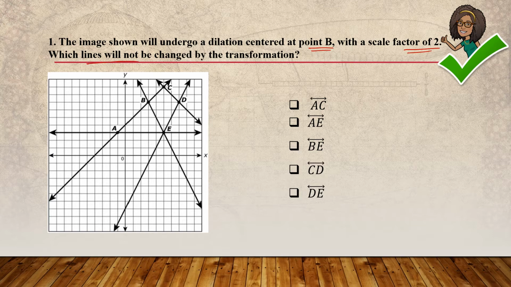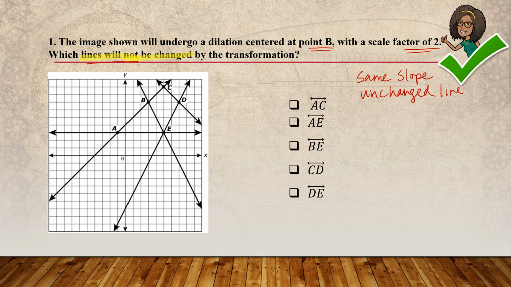This important information right here is key because it says lines will not be changed. So if it says the lines will not be changed, that means it's going to have the same slope, and also the points will be on the same line, or the line will be unchanged. So it'll be an unchanged line with that point as the center of dilation for B.